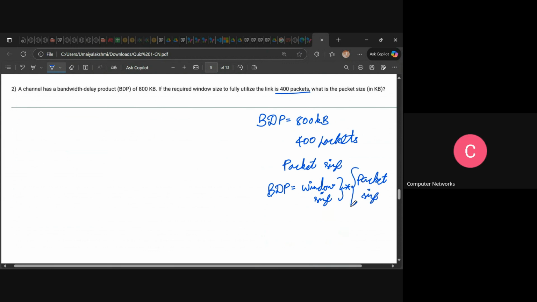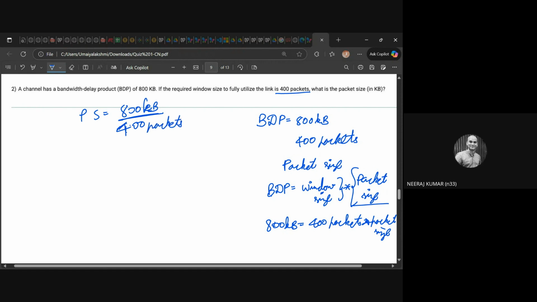Considering this, I want the packet size. I have this as 800 KB and I have this as 400 packets. Now I need to calculate the packet size. As usual, normal division: packet size is equal to 800 KB divided by 400 packets. So what will be the answer here? 2. Yes, 2 KB. That's it. Is that clear? Yeah.